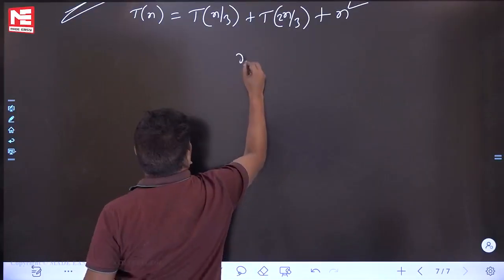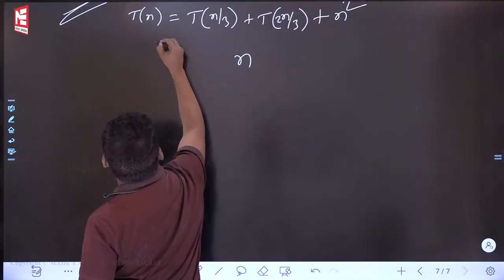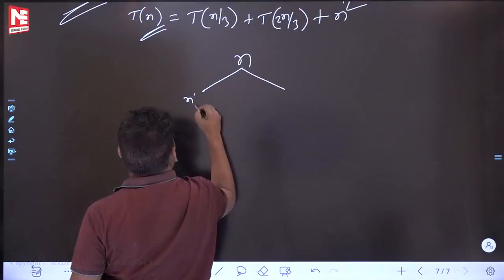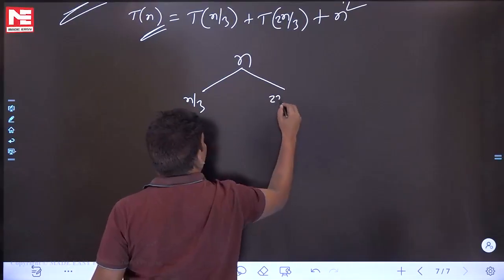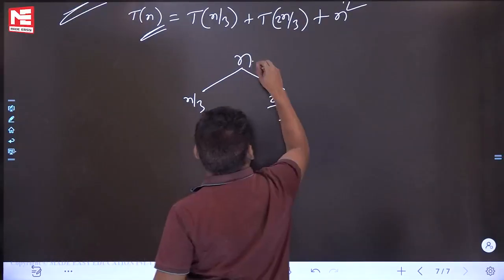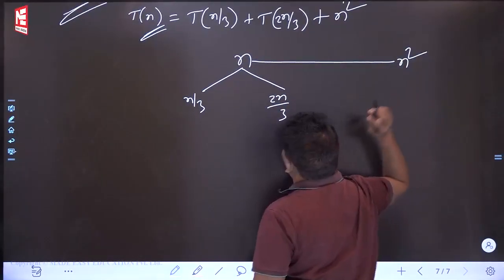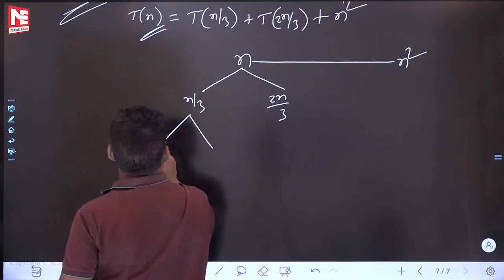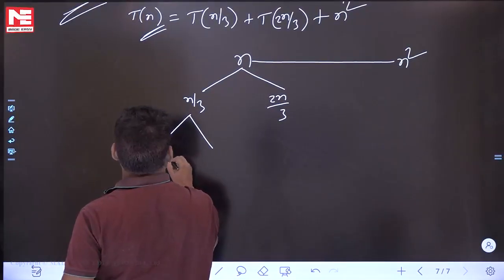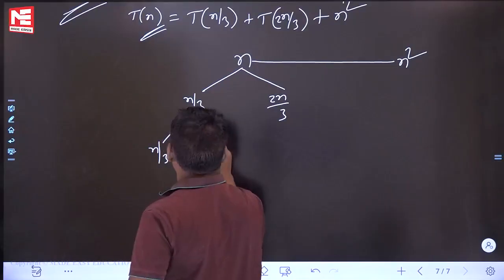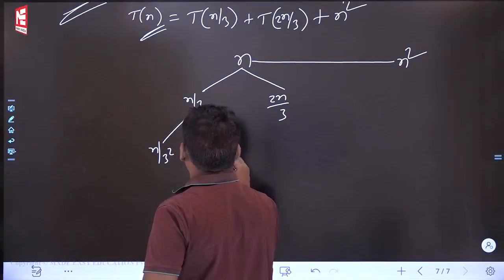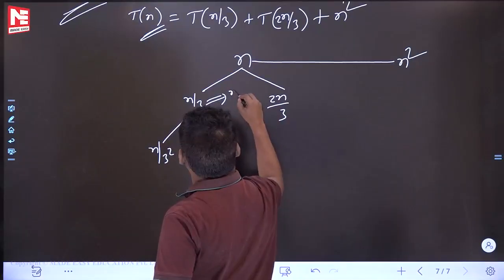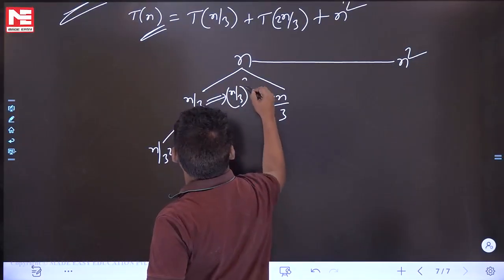Let's start. This n, divide into two parts. What is the left? Multiply by 1 by 3. Right, multiply by 2 by 3. This n becomes n square, the non-recursive term. In a similar way, the same story repeats further. What is the answer? Left multiply by 1 by 3, n by 3 square. Right multiply by 2 by 3, 2n by 3 square. But here n is there, non-recursive term n square, n by 3 there, n by 3 whole square.